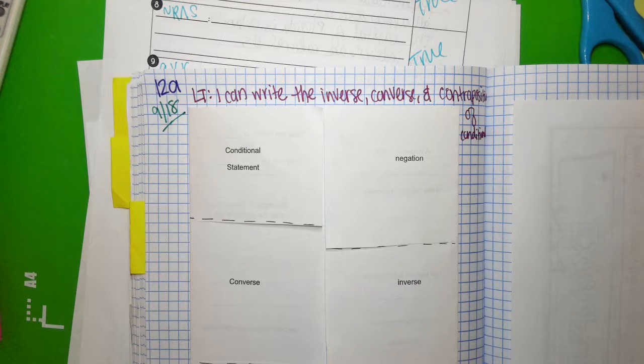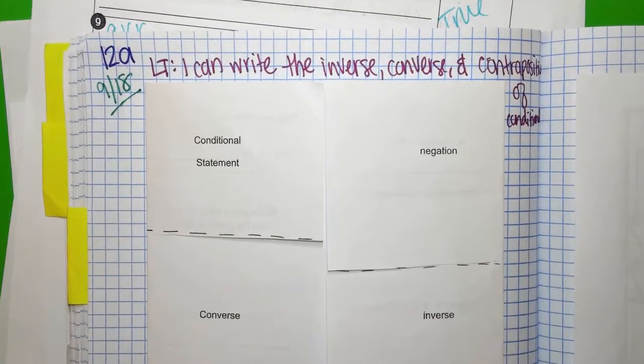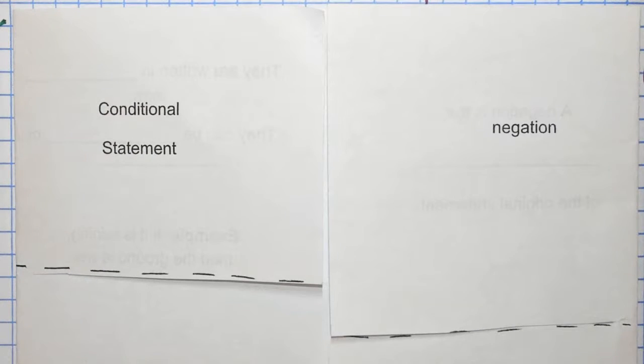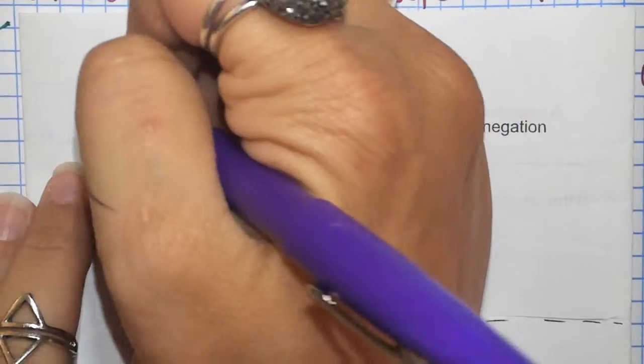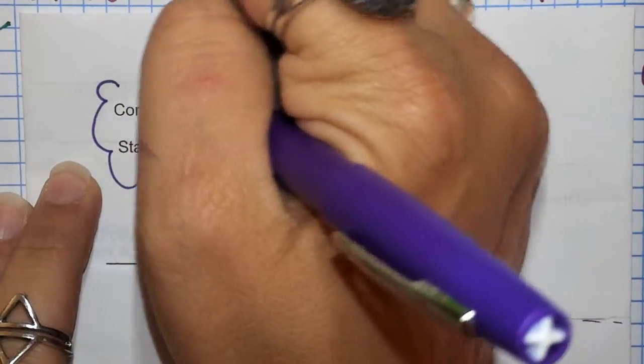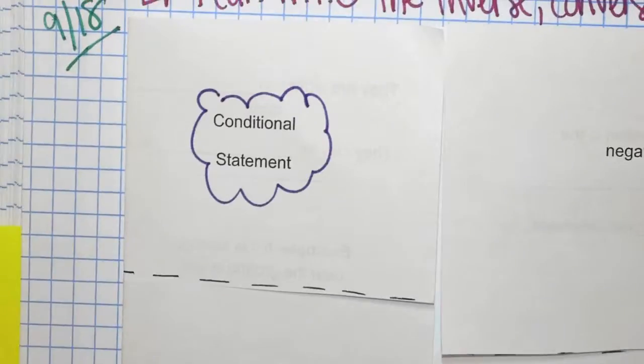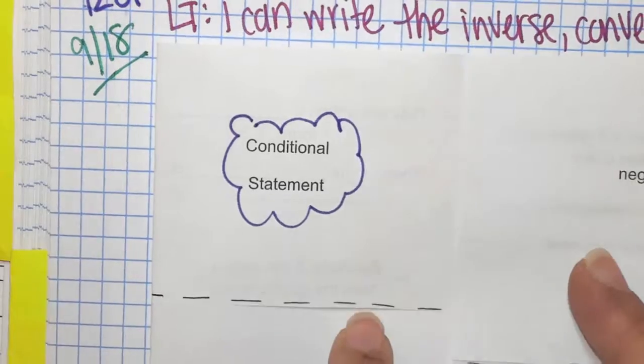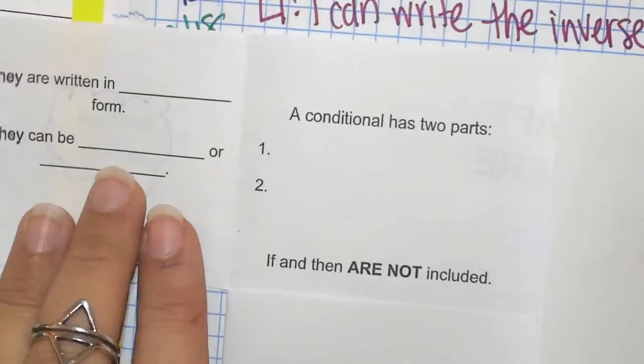Alright, so today our learning target says I can write the inverse, converse, and contrapositives of conditionals. So that's what you're going to be able to do by the end of the class period. Now, first, let's talk about what a conditional statement is. So that's the first thing that we're going to open. Is everybody ready? Open this flappy.